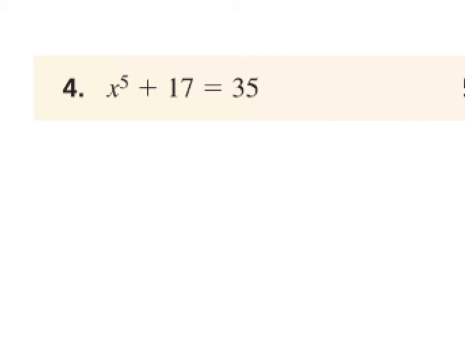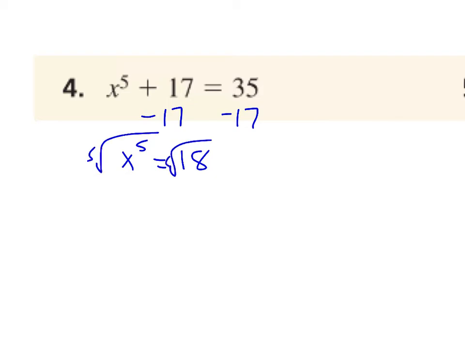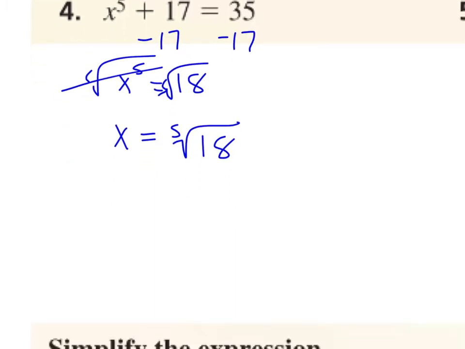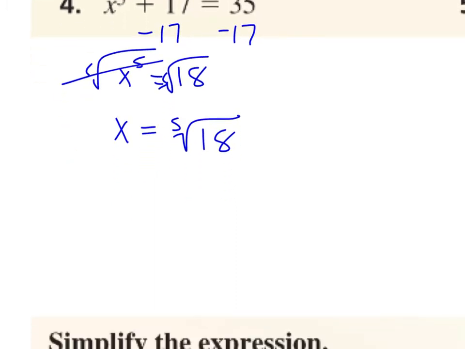What do we do first to solve for x? Subtract 17 on both sides. So x to the 5th power is equal to 18. What's next? Take the 5th root of each side. So this cancels. We have x is equal to the 5th root of 18. Let's see if we can simplify the 5th root of 18.